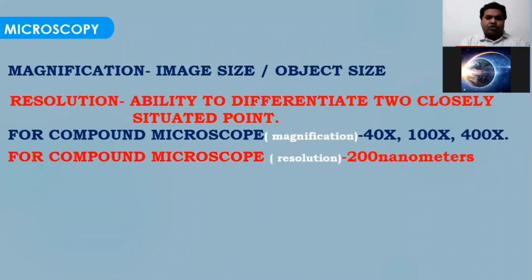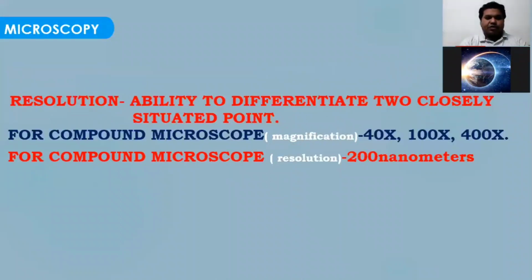For a compound microscope, resolution is 200 nanometers. That means if two points have a gap of 200 nanometers, those can be seen as distinct points. If it is less than 200 nanometers, they will appear as one. But see, nanometer is 10 raised to minus 9, so definitely these are good resolution powers.